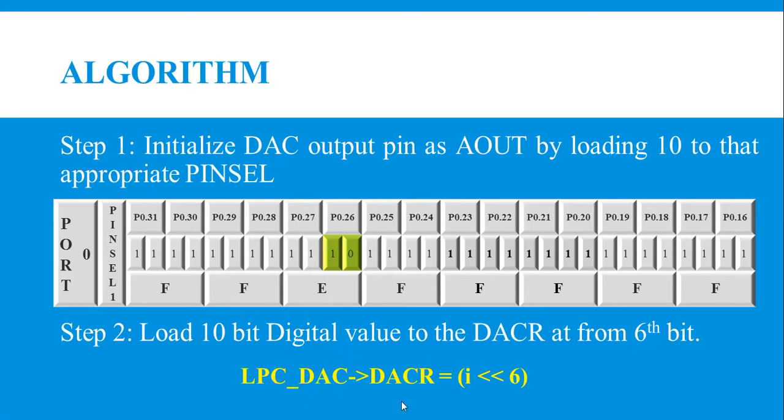Most of the time this is the instruction that is going to be used. Here I refers to the digital value that is to be converted. That I value is shifted left by 6 positions in order to match the 6th bit position of the DAC register. And this DAC register comes under the structure called LPC_DAC. This is the statement to place an arbitrary value I, that is, to place this digital value in the DAC register. This is about the step.